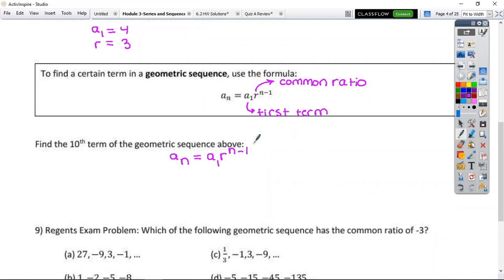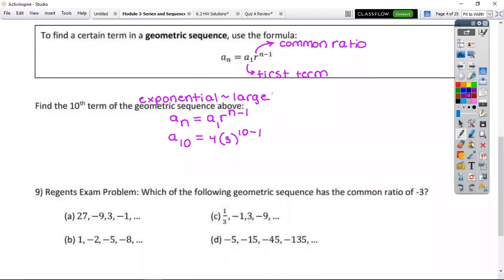So the 10th term of my sequence is equal to the first term, which was 4. The common ratio is 3. And then I go 10 minus 1 is my exponent. When you see geometric sequences, these follow exponential behavior. So a lot of your answers are going to be quite large. So don't think you answered your question incorrectly if you get something really, really big.